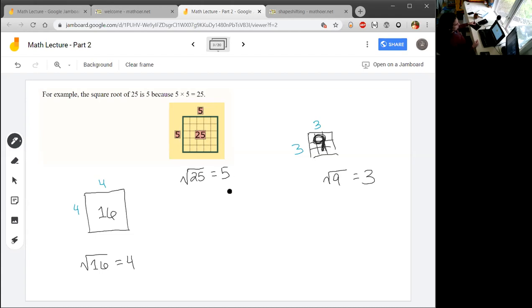So all of these worked out nicely. What if I had something terrible, like here's a square and the area is 20? It's not going to be 4, that's too small. It's not going to be 5, that's too big. It's going to be 4 point something. Everyone happy with that? It's in between 4 and 5.